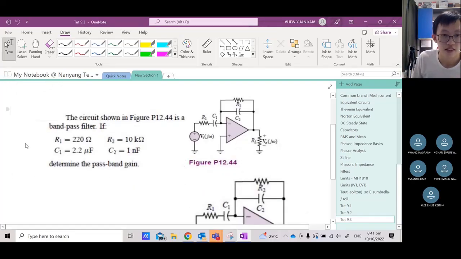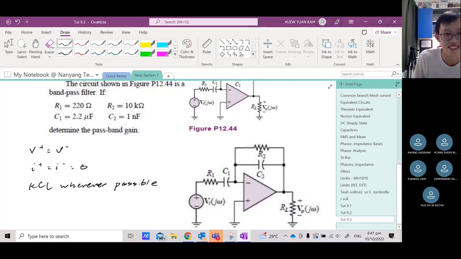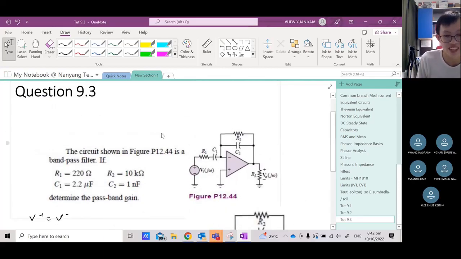So again, I have certified Samuel and Sherman to be able to tell me the first 3 steps. Again, we see our little triangle, the op-amp. So now we know that we should immediately write V plus is equal to V minus, then I plus is equal to I minus is equal to 0, then KCL wherever possible. Again, you don't need to write KCL wherever possible. I'm just telling you that this is a step to take, but it's a good habit to remind yourself as a beginner.